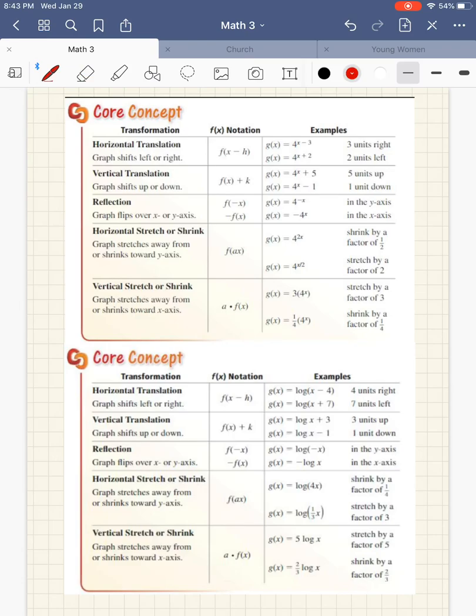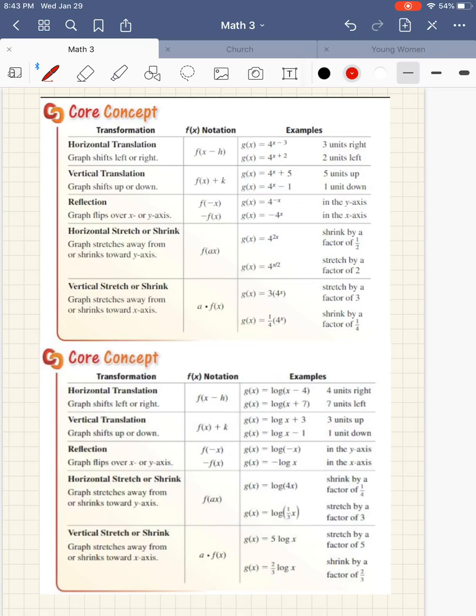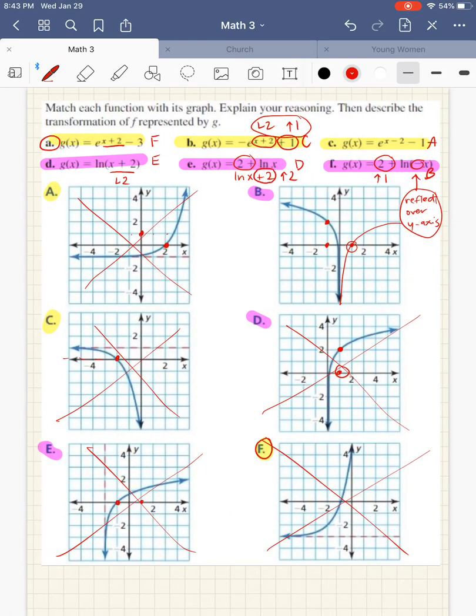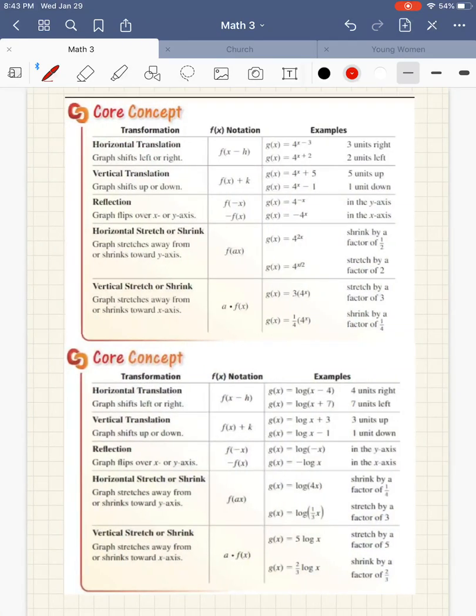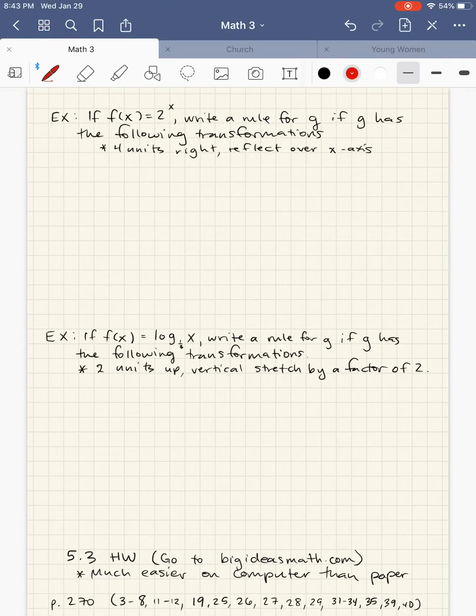Okay, I think, if I'm remembering, oh, there's one more thing I want to talk about. So before, what we were doing is we were starting with the equations and matching it to the graph. But what if I give you an equation like this and some instructions? I'm wondering if you guys can write the equation. So it says start with this, f of x equals 2 to the x. So I'm going to write that.